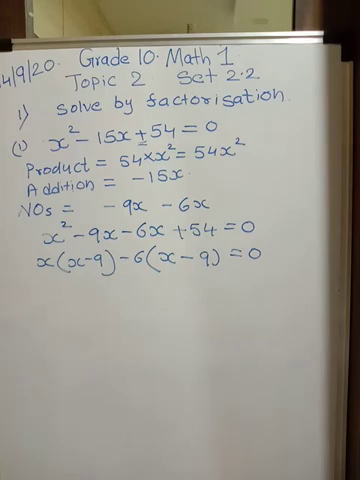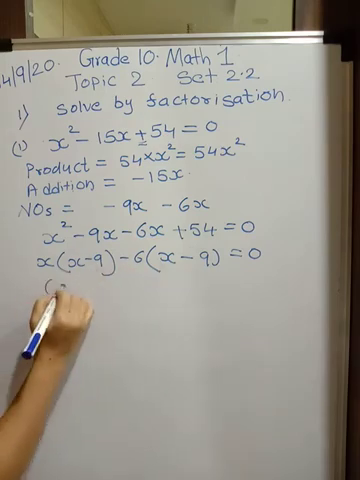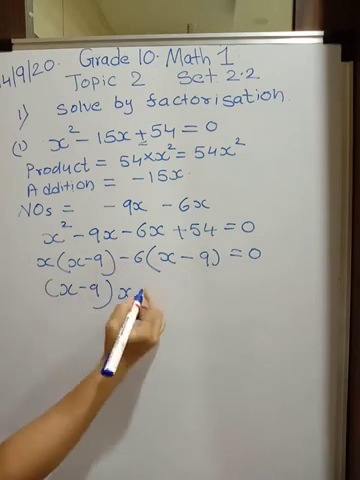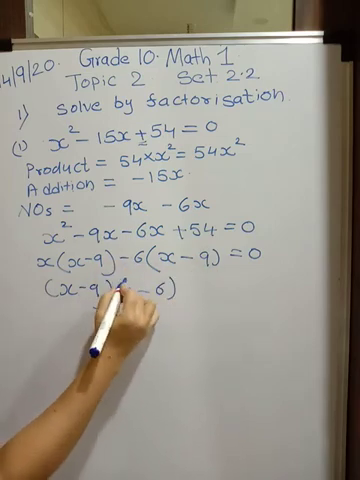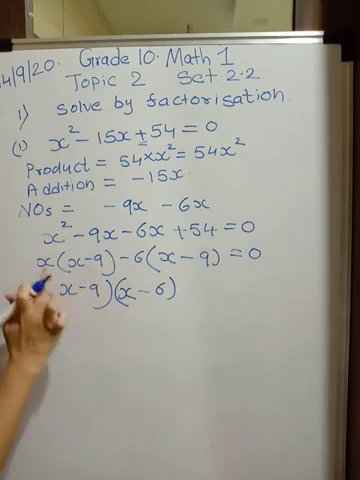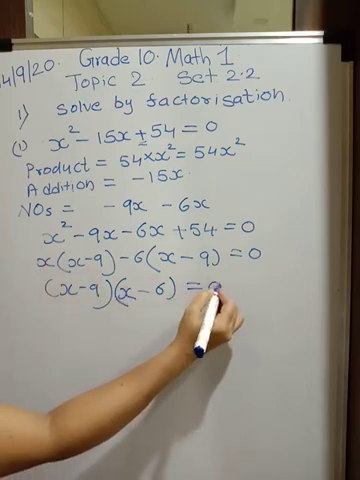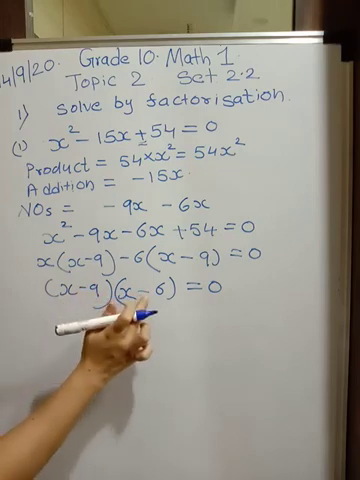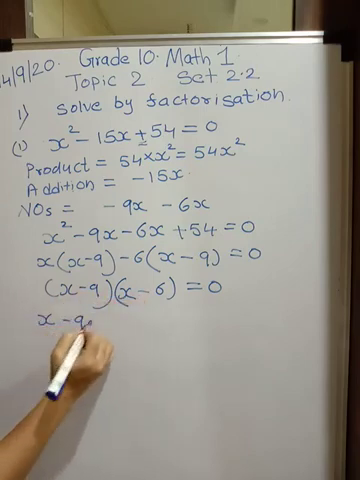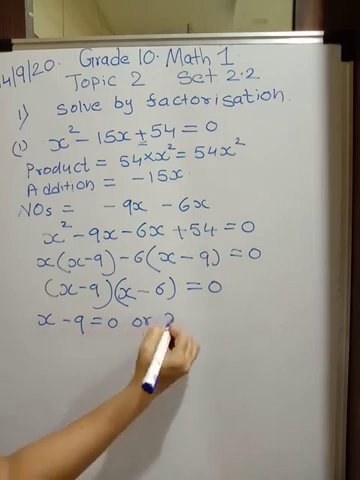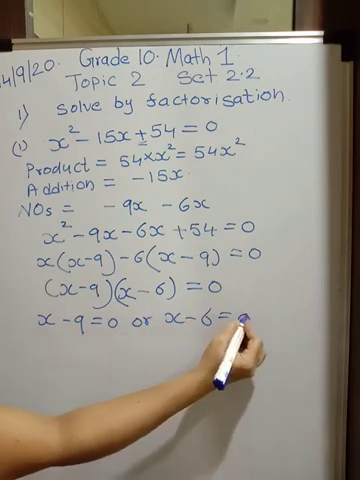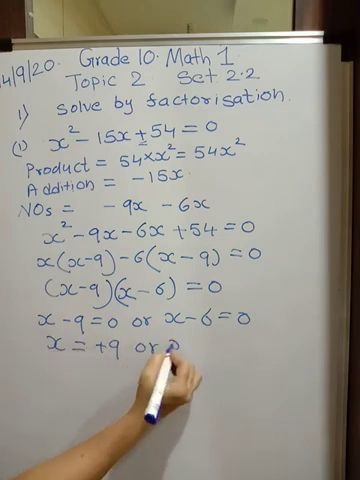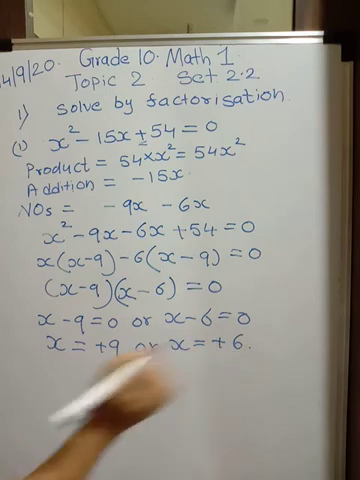Alright. Now in these two what is common? x minus 9 is common. So what remains from here? Only x. From here minus 6. So you have x minus 9, x minus 6 is equal to 0. So product of these two is 0. So either this will be 0 or this will be 0. So you have x minus 9 is 0 or x minus 6 is equal to 0. So what will be x? x will be plus 9 or x will be equal to plus 6.